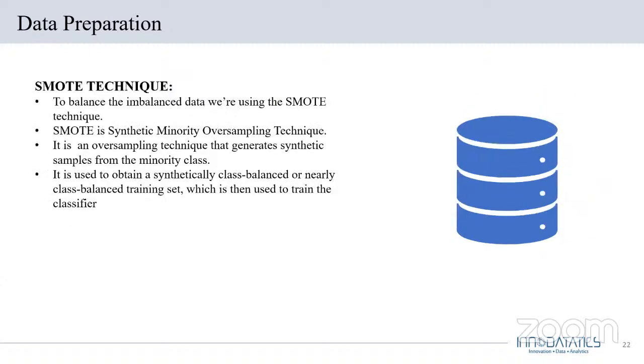Next. Since our data is imbalanced, we used the SMOTE technique to balance the data. So let's discuss the SMOTE technique. SMOTE is the synthetic minority oversampling technique. It is an oversampling technique that generates synthetic samples from the minority class. It is used to obtain a synthetically class balanced or nearly class balanced training set, which is then used to train the classifier.